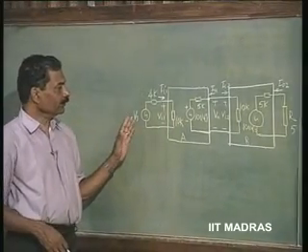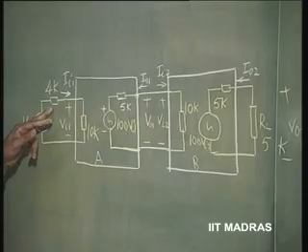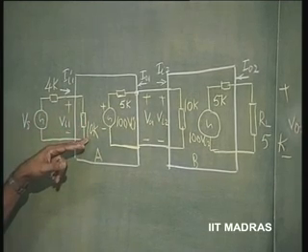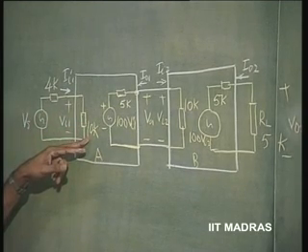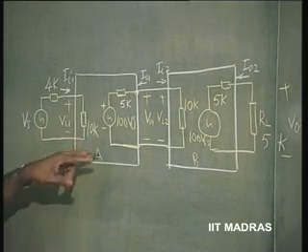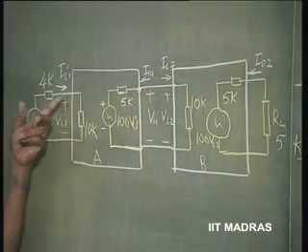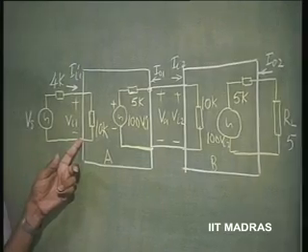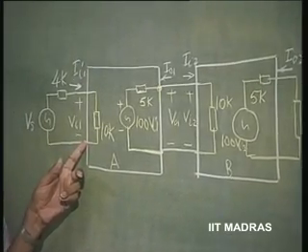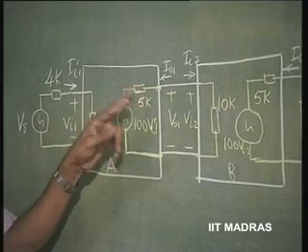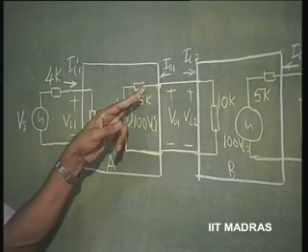We have the source with source resistance of 4K connected to amplifier A. At the input it has 10K input resistance. Now that amplifier has an open loop gain which is 100 times Vi1. Vi1 is the input to amplifier A. So 100 times Vi1 and a series output resistance of 5 kilo ohm.